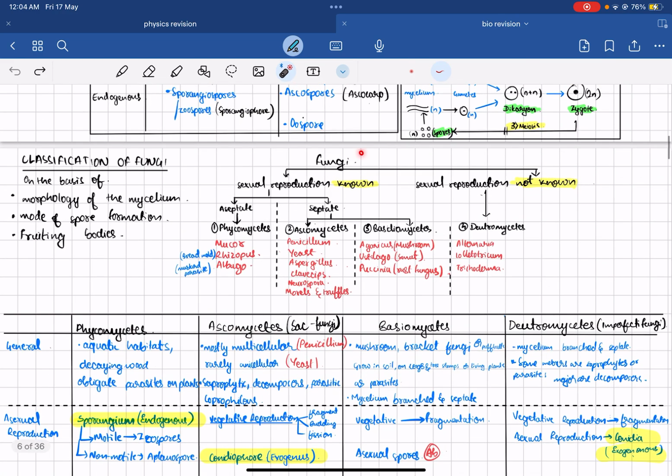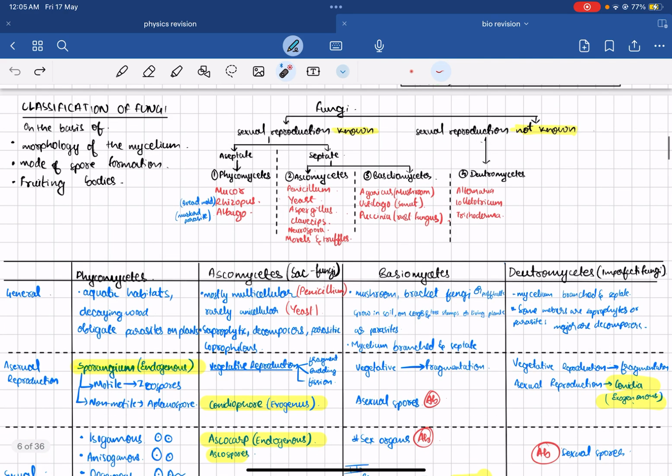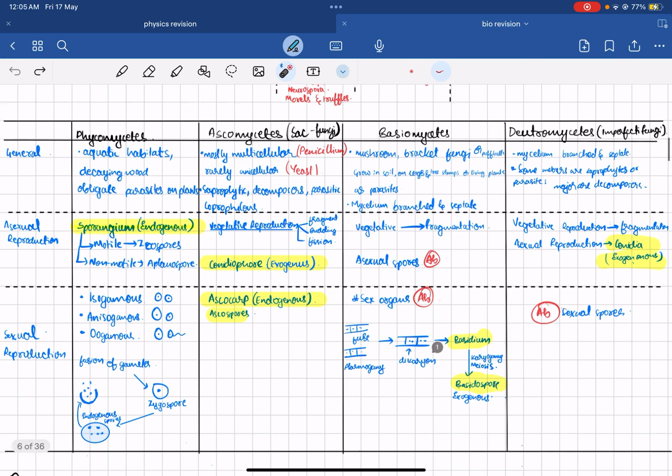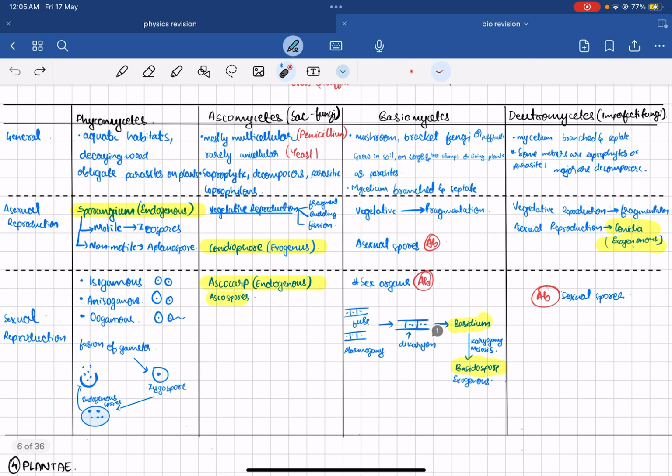If a newly discovered fungus cannot be categorized, if they cannot tell whether it is having sexual reproduction or not, they will put it into the Deuteromycetes. It's like a dustbin, we can say, for the fungi. They will just throw it in if they don't know anything.